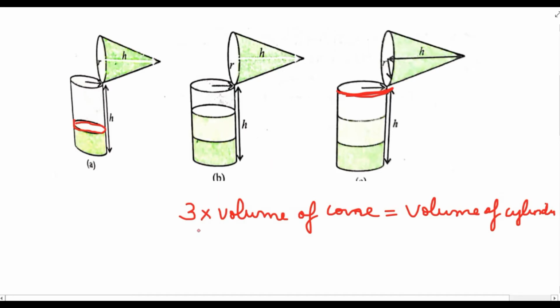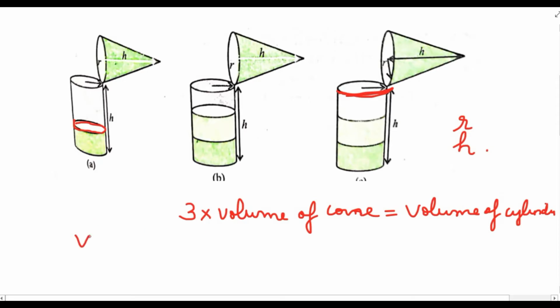And one condition is also there. 3 times the volume of the cone makes up the volume of the cylinder which has the same base radius and same height. The base radius should be the same for the cylinder as well as the cone. If the cylinder is of 2 cm, this cone also should be of 2 cm. Again the height should be the same. So only if the same base radius and same height is there, then we can say that 3 times the volume of the cone will be equal to the volume of the cylinder.